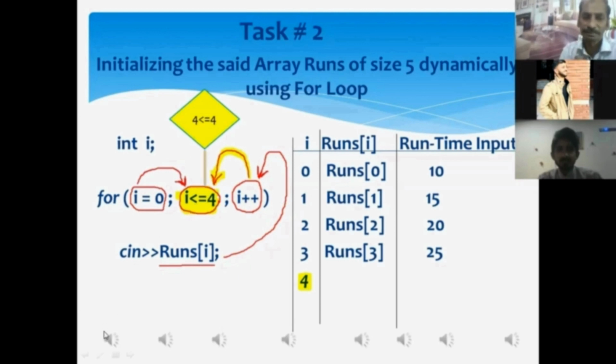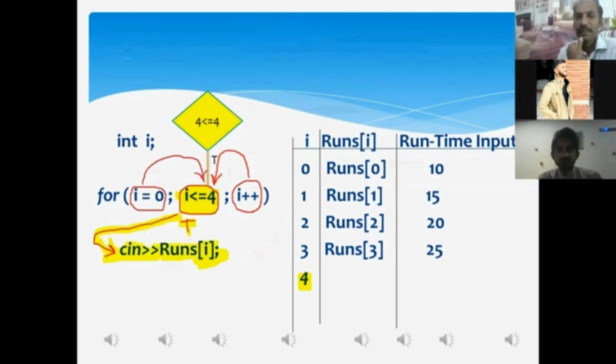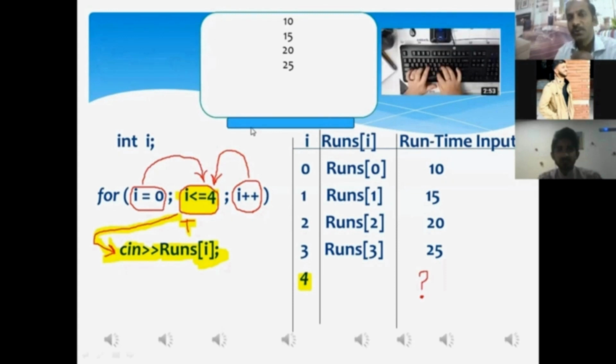Sir, true. Yes, sir. After the execution of the condition statement, what happens over there? The control of execution will be shifted to which statement? Sir, for loop associated statement, which is scanf statement. Okay, scanf statement. When scanf statement will be executed, what happens over there? If you look at the monitor at the top, can you see over there? Yes, sir. Cursor is blinking or not?